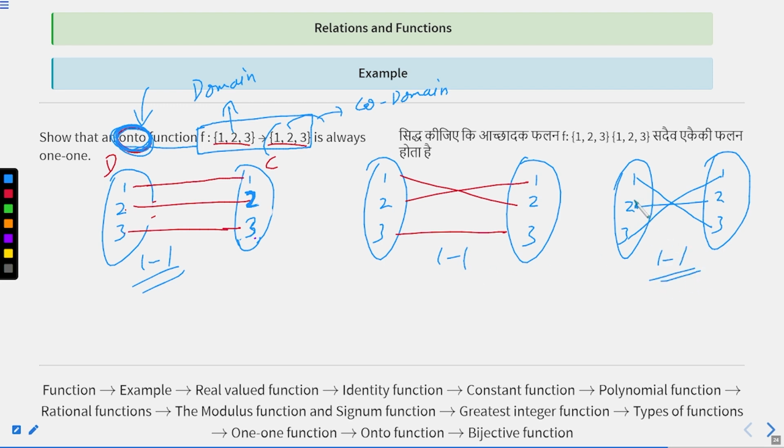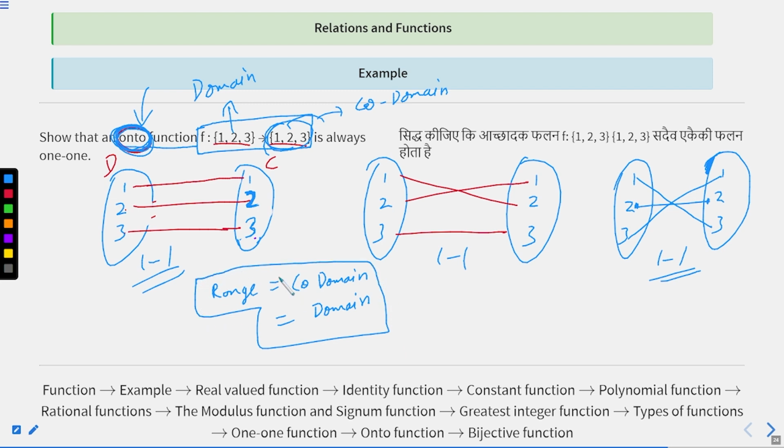Every element in the domain set has one and only one image, and every element in the codomain set has a pre-image. So we know that range is equal to codomain, and we know codomain is equal to the domain set.